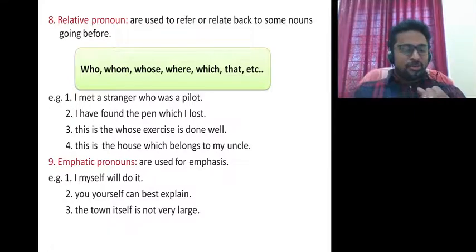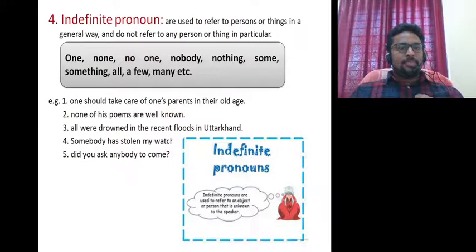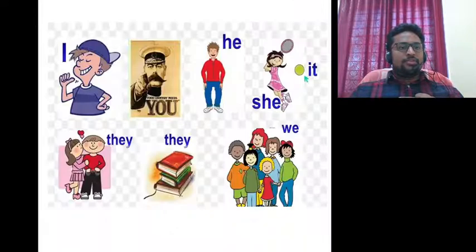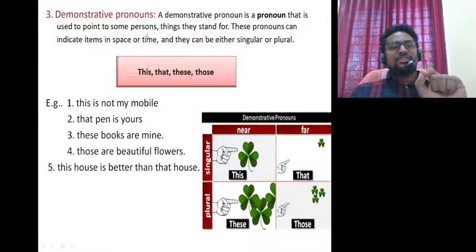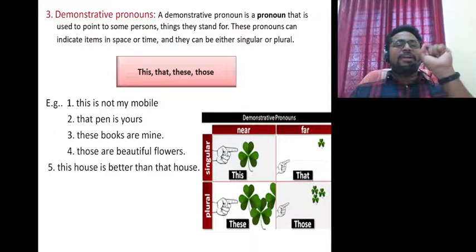Now we have finished personal pronoun, reflexive pronoun and emphatic pronoun. Shall we go for the demonstrative pronoun? The meaning is there in the name itself. A demonstrative pronoun is a pronoun that is used to point to persons or things they stand for. These pronouns can indicate items in space or time, and they can be either singular or plural.